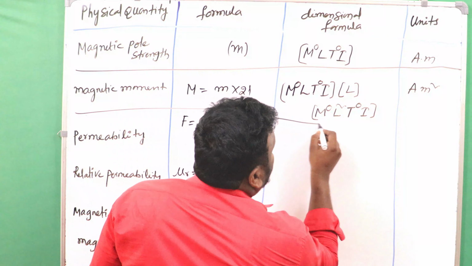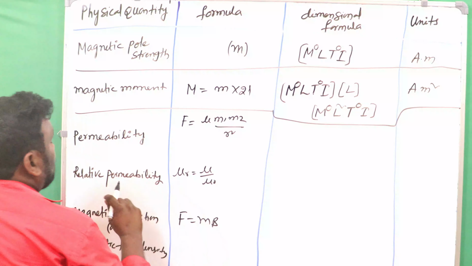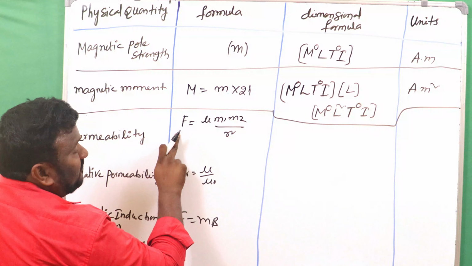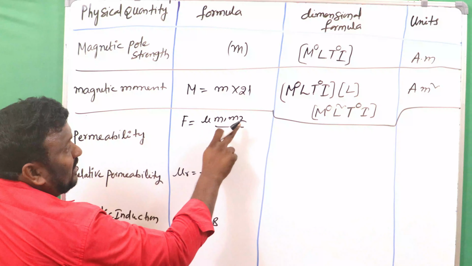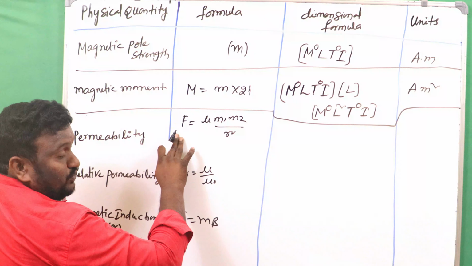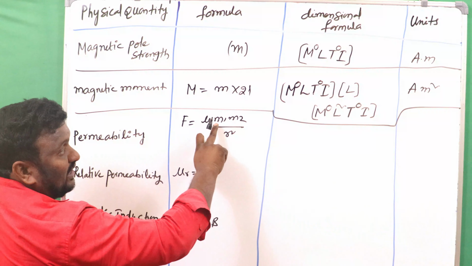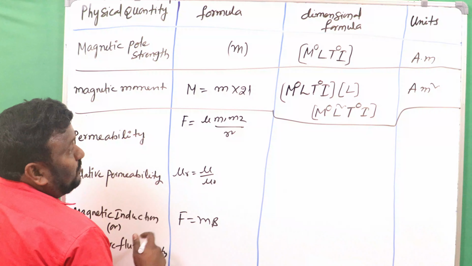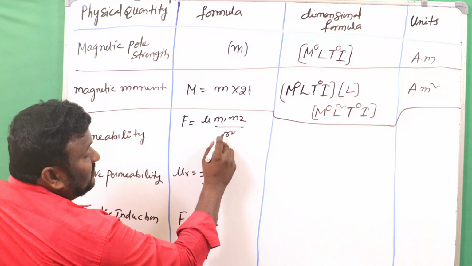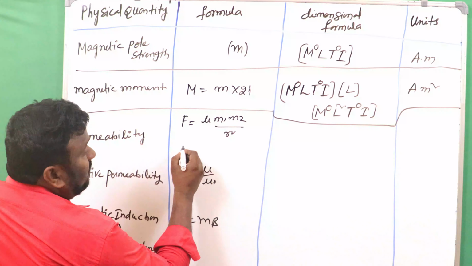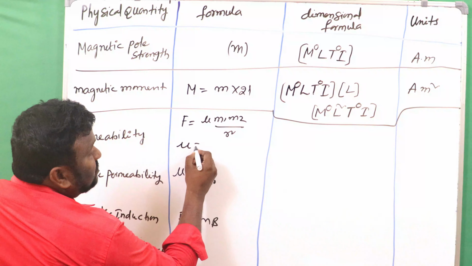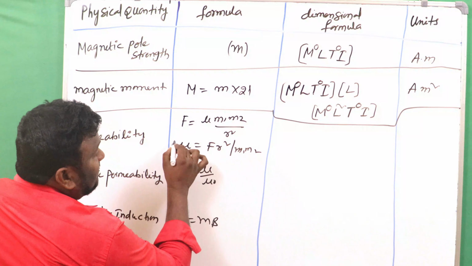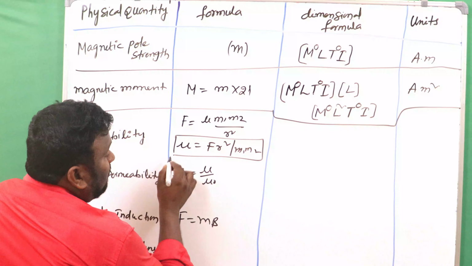Now let's go for the next one, magnetic permeability. The formula is F is equal to mu into m1 m2 by r square. Here F is the force, mu is the permeability, m1 and m2 are the pole strengths of the magnets and r is the distance between the poles, the distance between the point and the selected point in the field. So here mu is equal to F into r square by m1 m2, we can write. That is the formula for magnetic permeability.